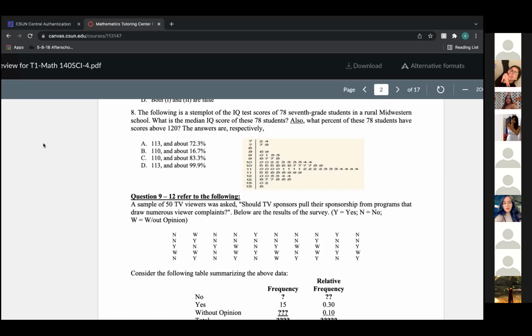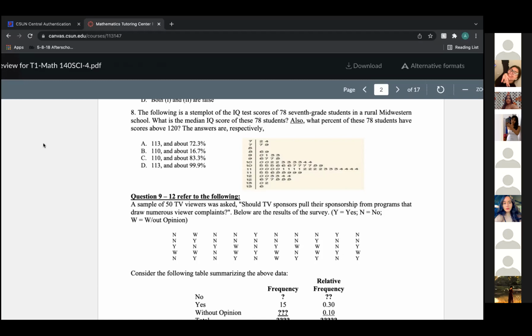The median is 110. Also, what percent of these 78 students have scores above 120? So there's 1, 2, 3, 4, 5, 6, 7, 10. There's 13 of them out of 78. 13 out of 78 is 16%, 16.7%. So the answer is B.